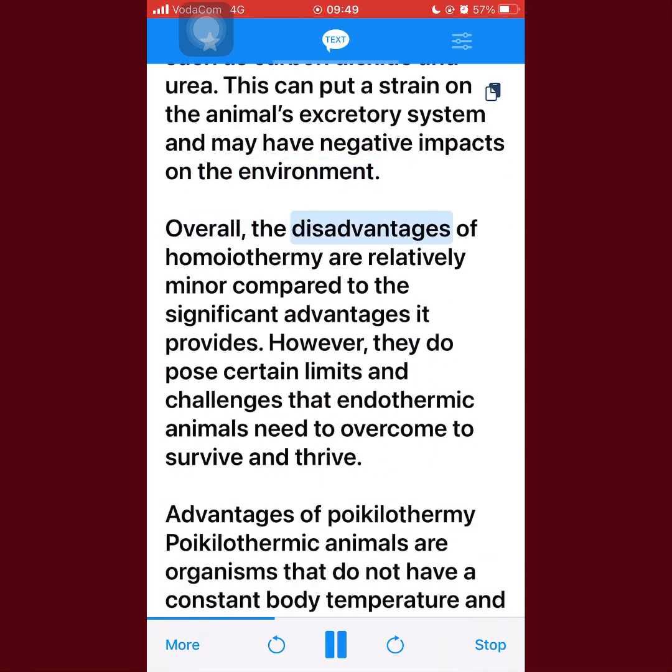Overall, the disadvantages of homeothermy are relatively minor compared to the significant advantages it provides. However, they do pose certain limits and challenges that endothermic animals need to overcome to survive and thrive.